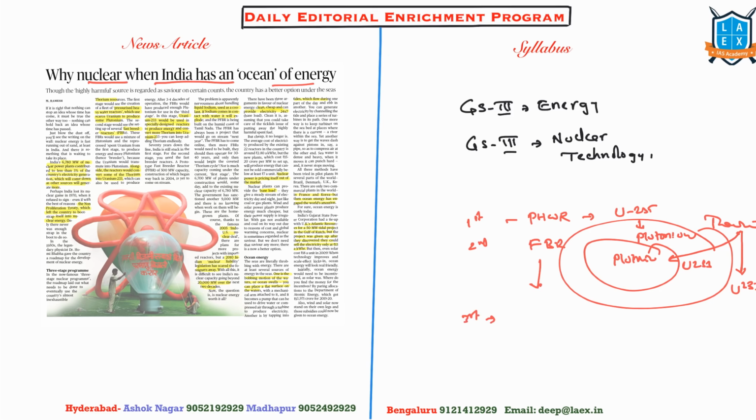In the third stage, we use the U-233, which is coming from the breeder reactor, and we make our energy self-sustainable nuclear energy. But there are certain myths.